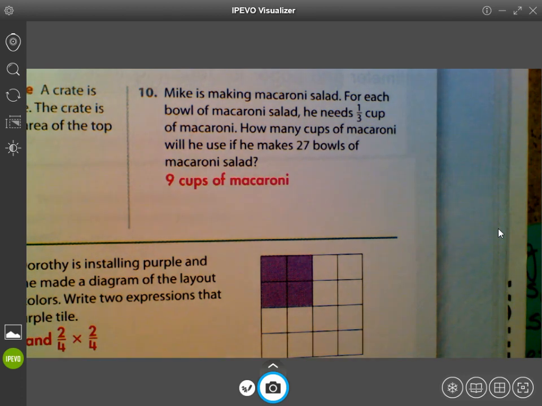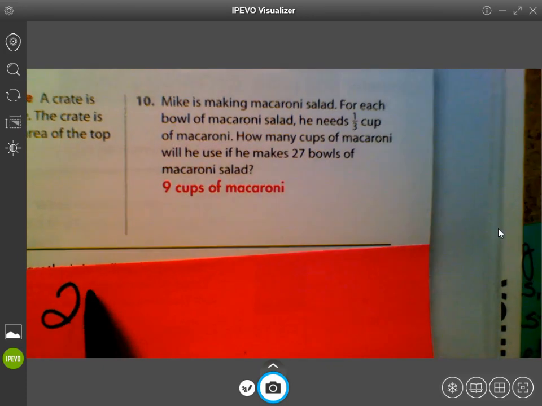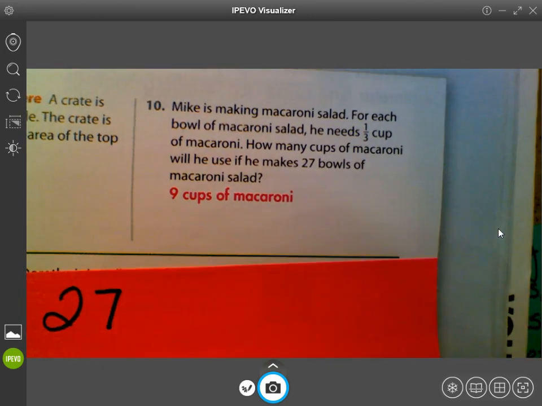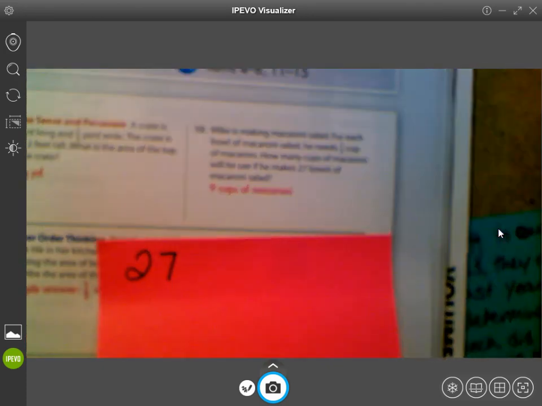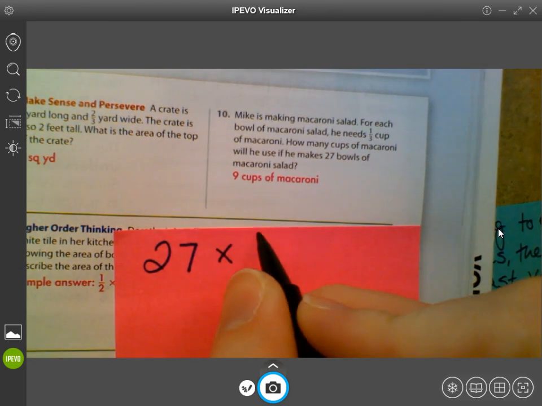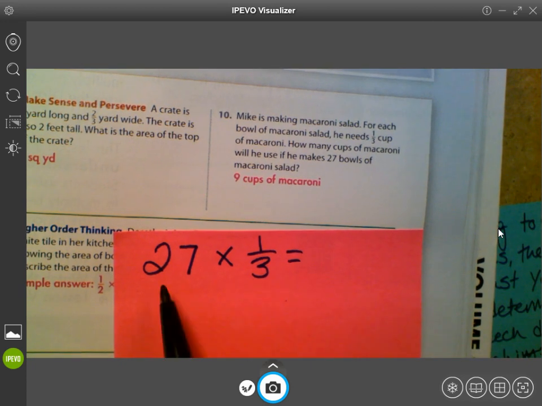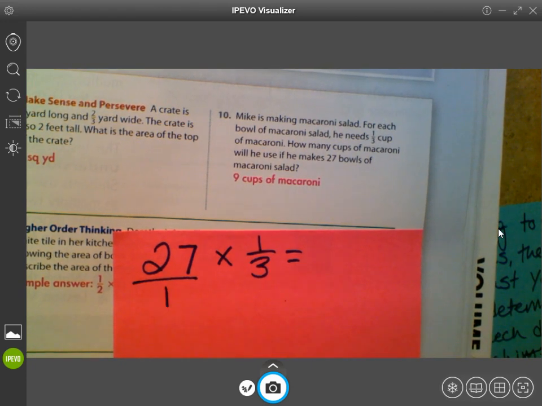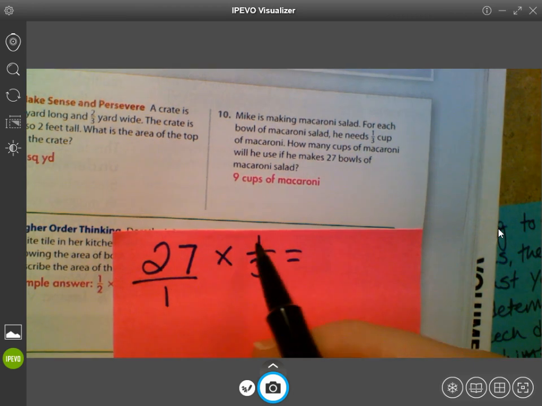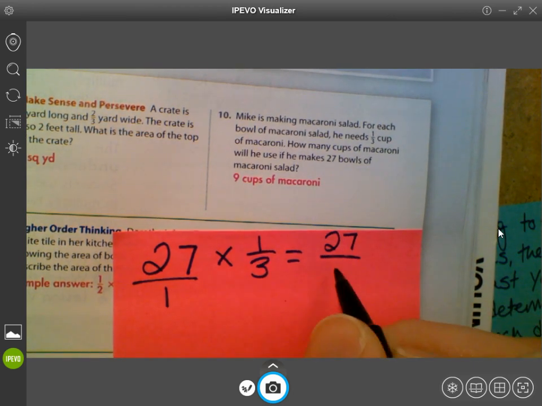So when we do that, and I'll show it on a Post-it actually, we would take 27, maybe I'll zoom out just a little bit. There we go. We would take 27 times 1/3. Now, we know when we're multiplying a fraction by a whole number, we put the whole number over 1 before we multiply. Well, 27 times 1 is 27, and 1 times 3 is 3.